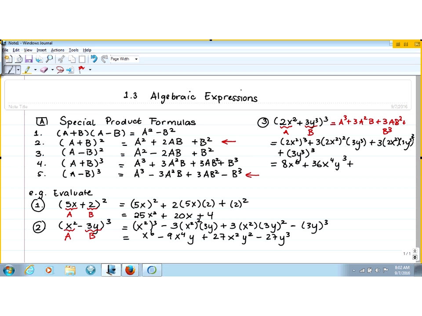Plus, this is 54. So let's see, we have 2 squared, which is 4. 4 times, is it 54? Oh no, the 2 I didn't square, right? So 27, so 9 times 6, 54, you're right. 54 x squared y to the 6. And the last one? 27 y to the 9.